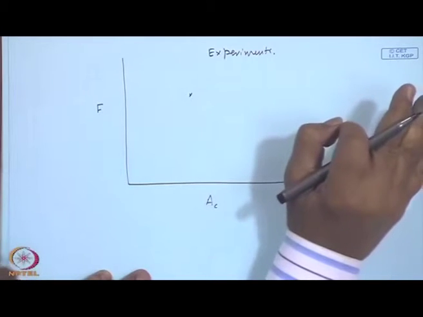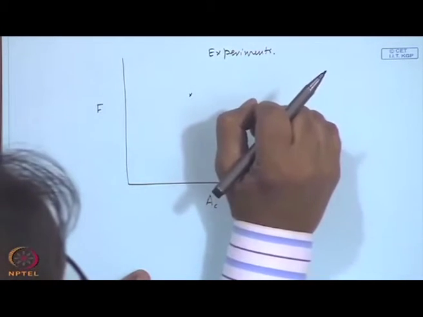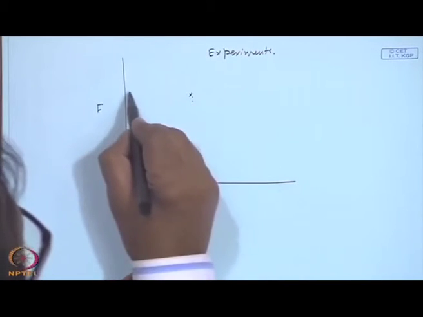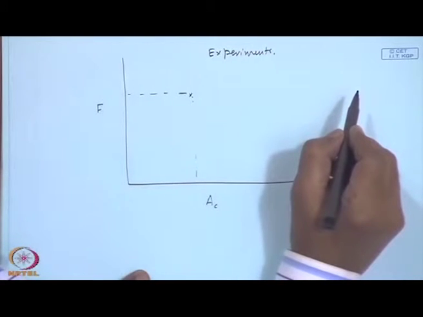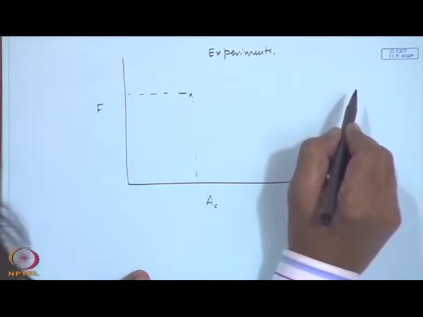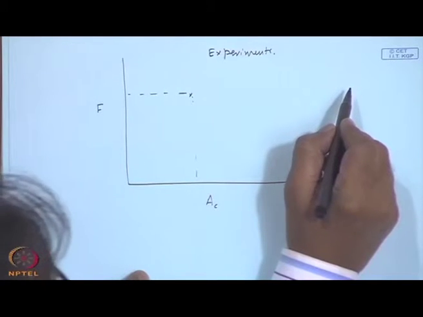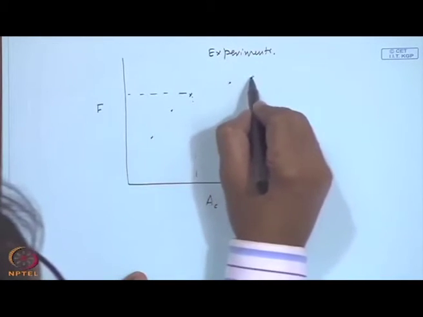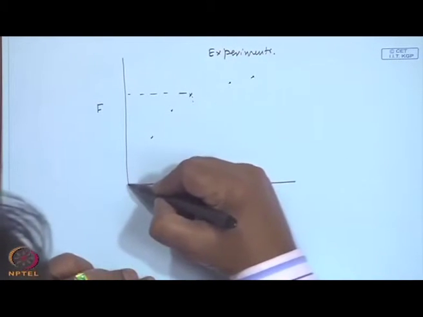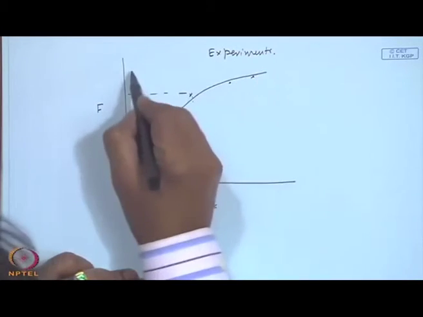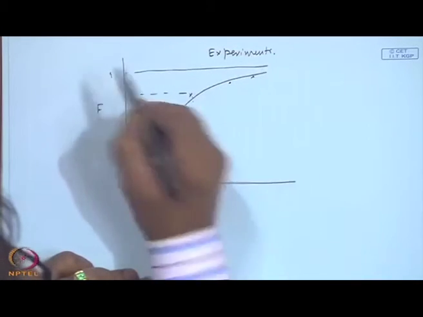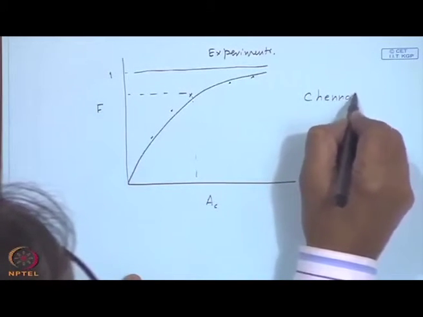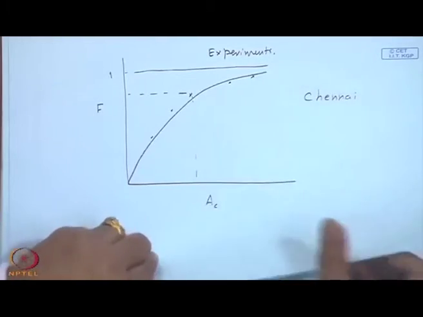For the system scale, not only are they expensive, one single area will give me one single point. Then in order to save time, you may do the experiments with areas AC1, AC2, AC3 like that, and I may be able to get a few points. Okay. So, I can join and get this F versus AC curve for, let us say, one location, Chennai, right.